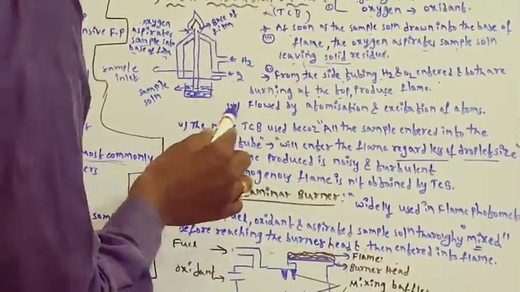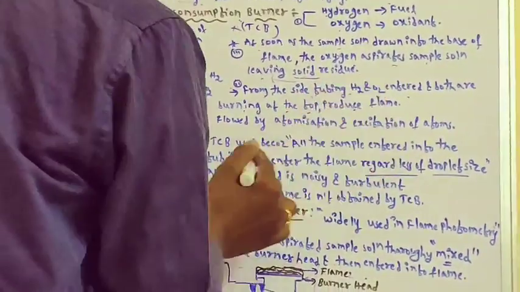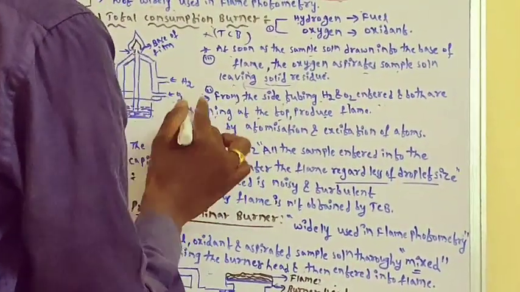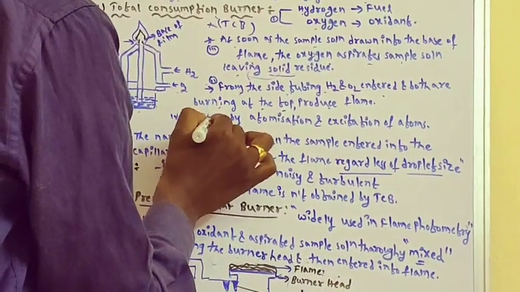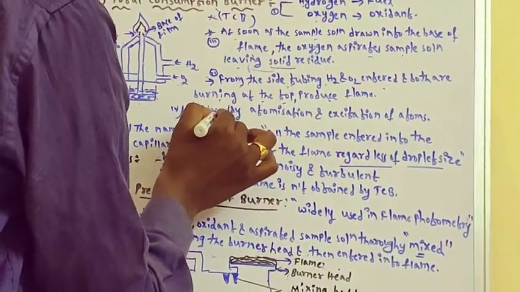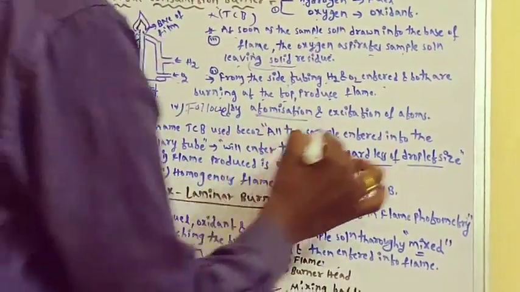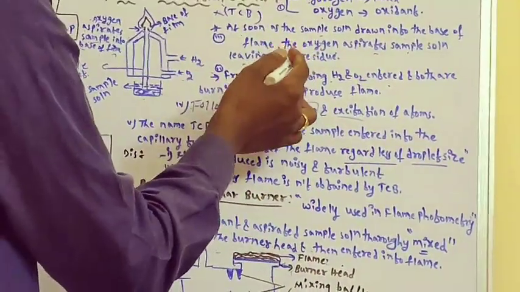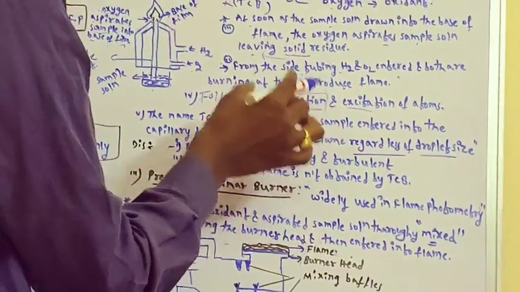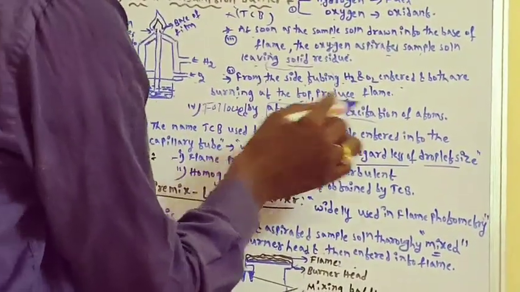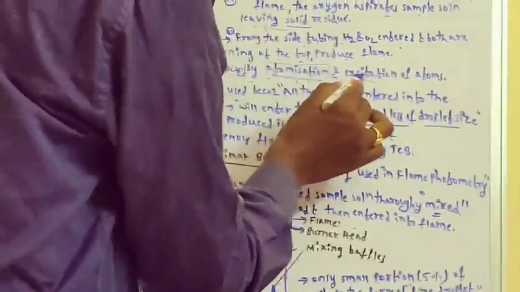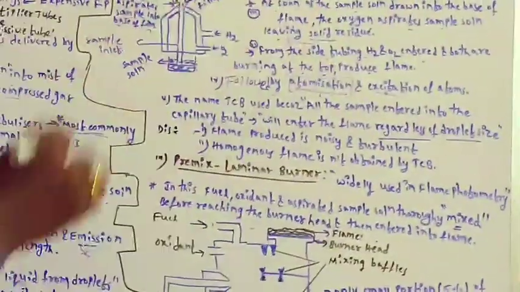Then the fourth one. After solid residue forms, what will happen? It is followed by atomization and excitation. Atomization means after forming solid residue, it decomposes to give neutral atoms. Then after forming neutral atoms, excitation occurs. So atomization is followed by excitation of atoms.